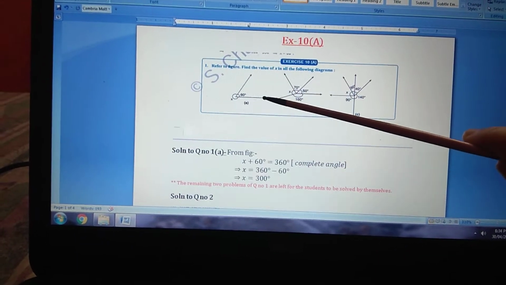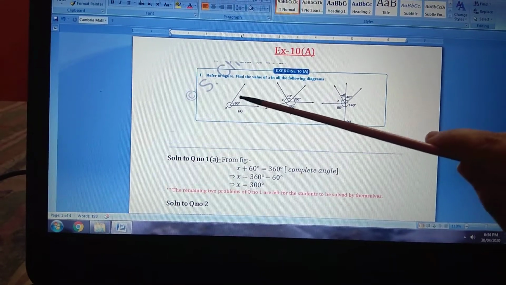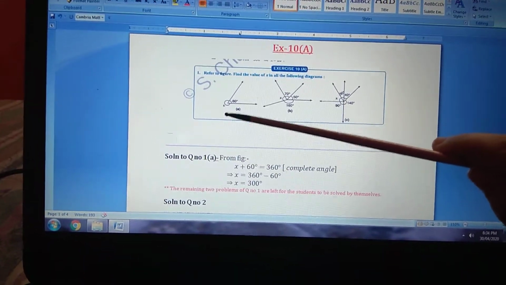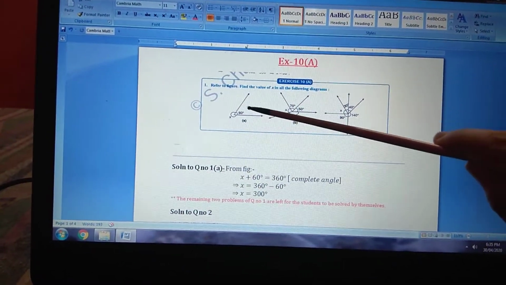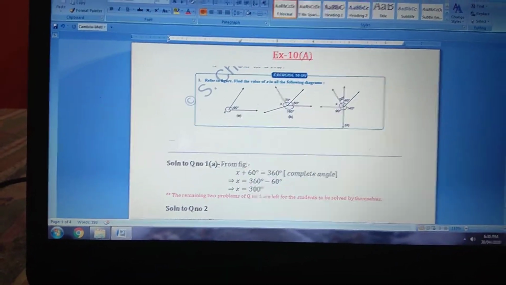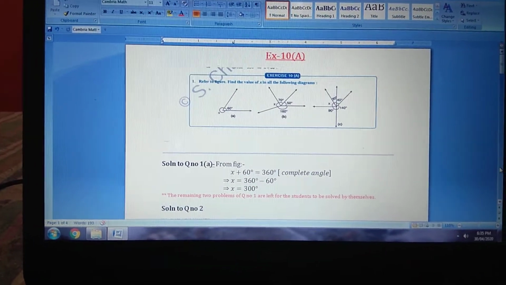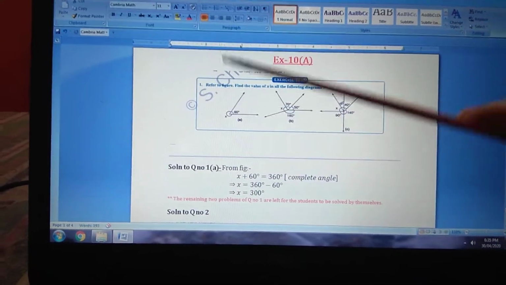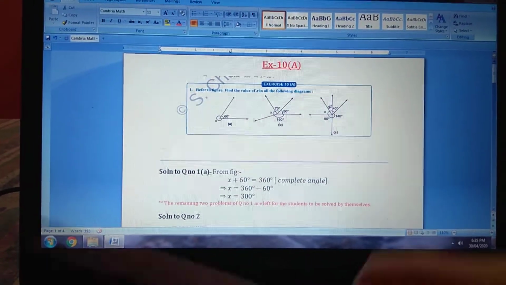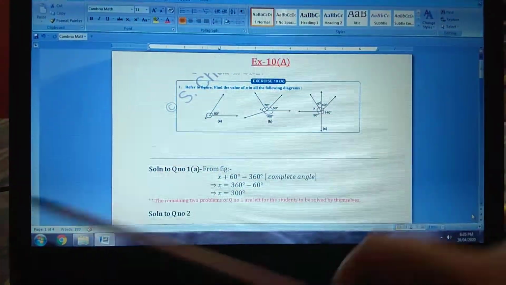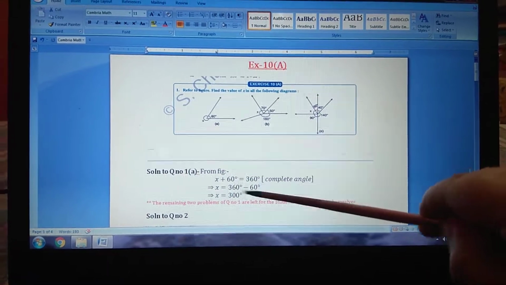There is an angle where the exterior angle is given as x and the interior angle is given as 60. Both of these together form a complete angle. We all know, from class 6, that a complete angle means 360 degrees. So what can we write from this figure? x plus 60 equals 360 degrees.